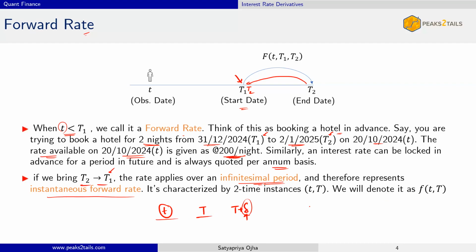We denote the instantaneous forward rate as small f, (t, T). This means it is available at small t and applicable from capital T to the next instant. So you don't need three time parameters, just two is fine. So that is the instantaneous forward rate. This is important from a modeling perspective, and we'll look at it in the next class. Today, we don't need this.